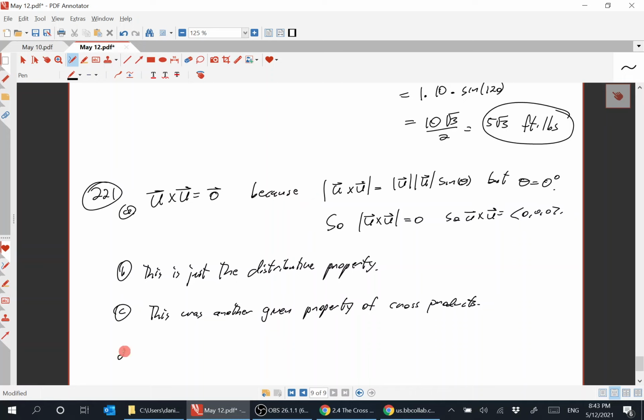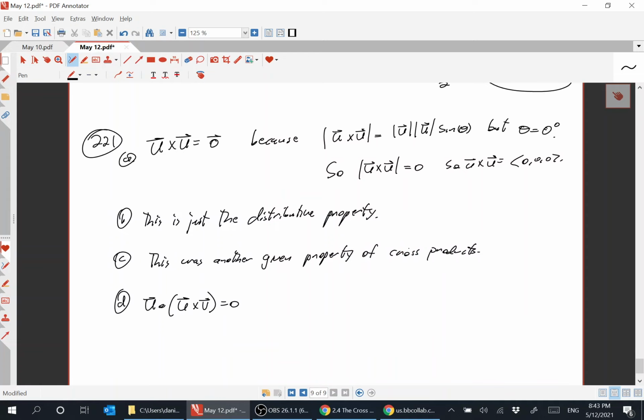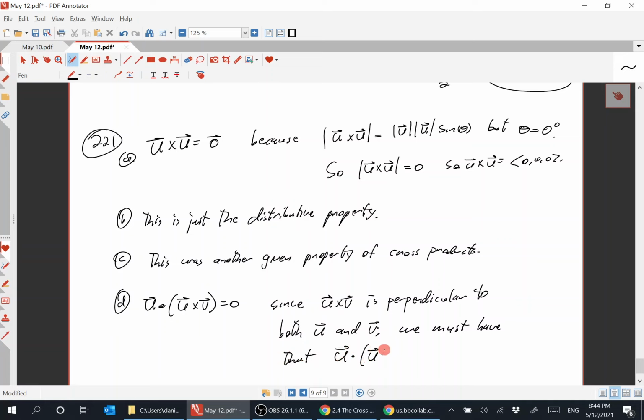And then D, U dot (U cross V) is 0. Why is that the case? U cross V is perpendicular to both U and V, so we must have that U dot (U cross V) is 0, right? Because the dot product of perpendicular vectors is always 0, if and only if. Okay, so that's it for these two sections, guys.